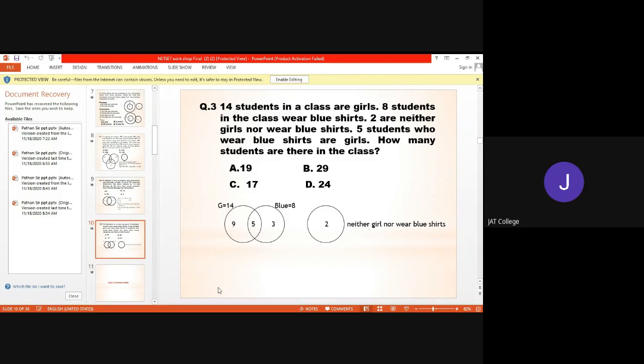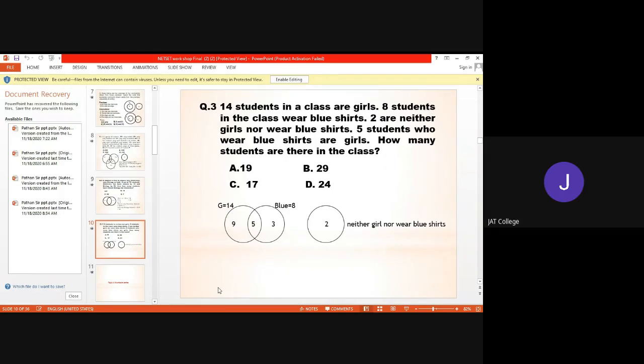So look at here. Total girls are 14, out of which 5 are wearing blue shirts. So that means from 14 we have to minus 5. What will we get? 9. Now next one is blue shirts. So 8 students in the class wear blue shirts, 8 students, out of which 5 are girls. So remaining are 3. Okay. So in this way, and 2 are neither girls nor wear blue shirts. So in this way, we can draw 3 circles with all the information given.